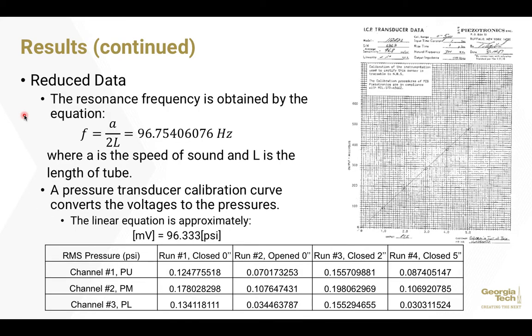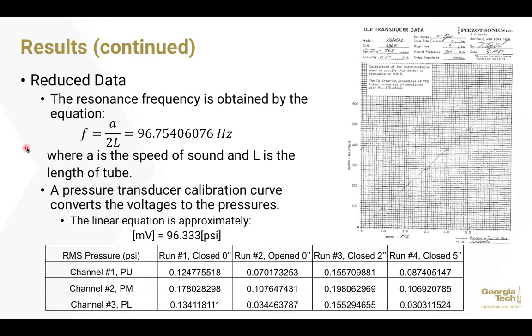The peak frequency is approximately equal to the estimated value of its resonance frequency, 96.7 Hz, which is obtained by the equation where A is the speed of sound and L is the length of the tube. There are multiple steps to obtain the sound pressure level in terms of decibels.